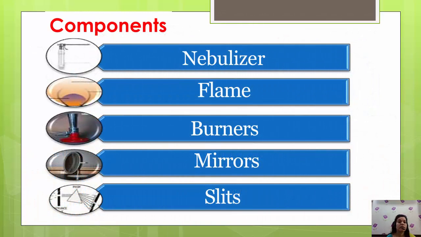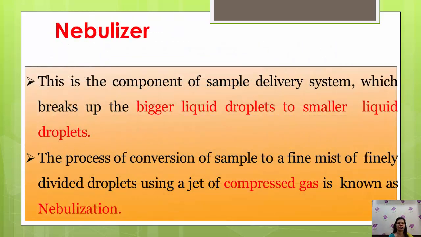So the major components of flame photometric units are the nebulizer, which produces the fine droplets; second is the flame; third is the burner; and fourth are the mirror, slits, detector and readout device.